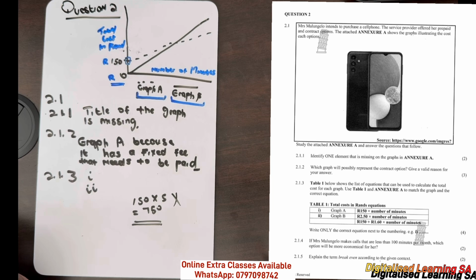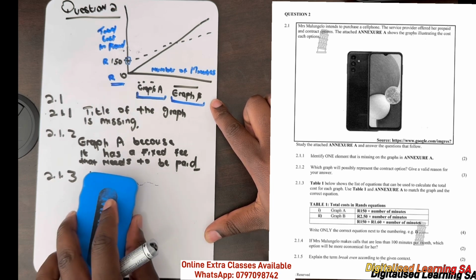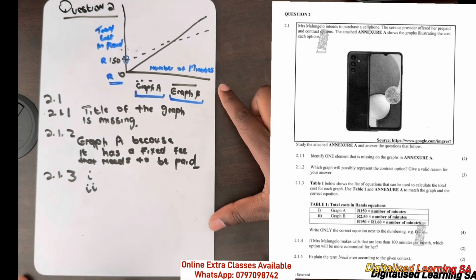But if we look at our third option, remember with graph A, there is a fixed 150 that needs to be paid, meaning that our equation needs to have the 150.